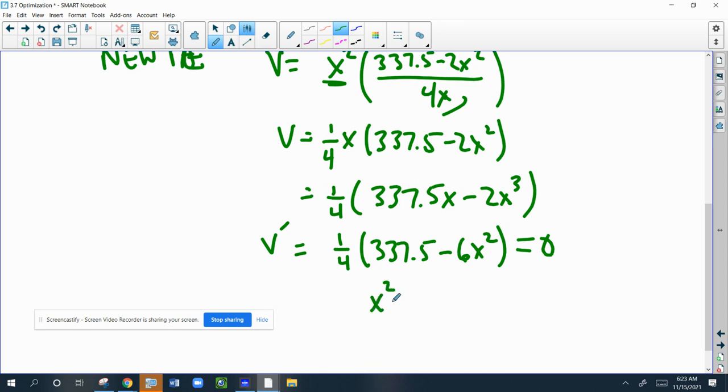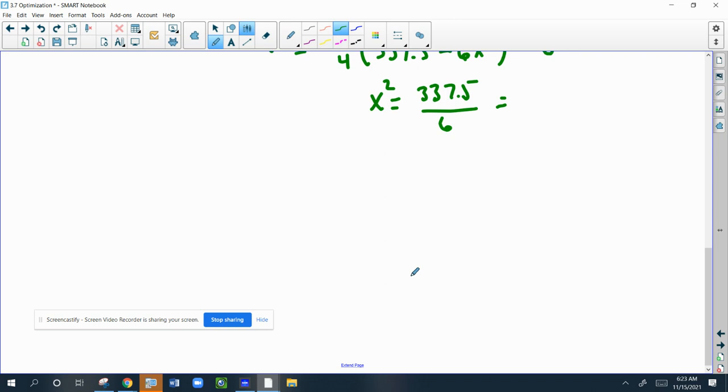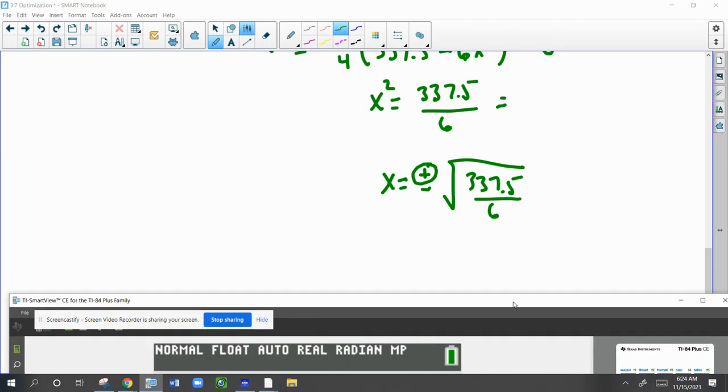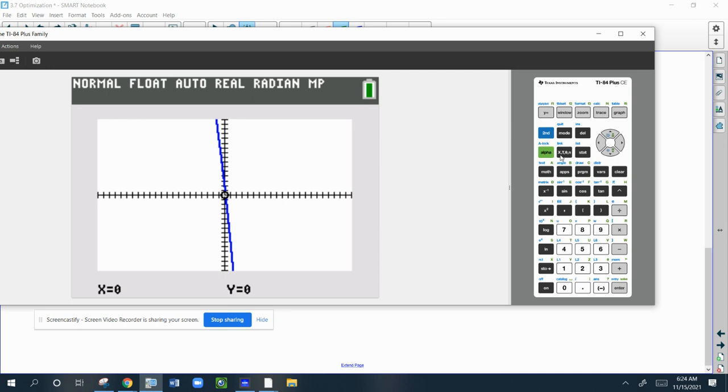X squared is going to be 337.5 over 6. So x would be plus or minus the square root of that fraction. I'm going to use the positive because of the domain. Being that this is a box, the length of the side is going to be positive. I'm going to break out the calculator on this one. The square root of 337.5 over 6.